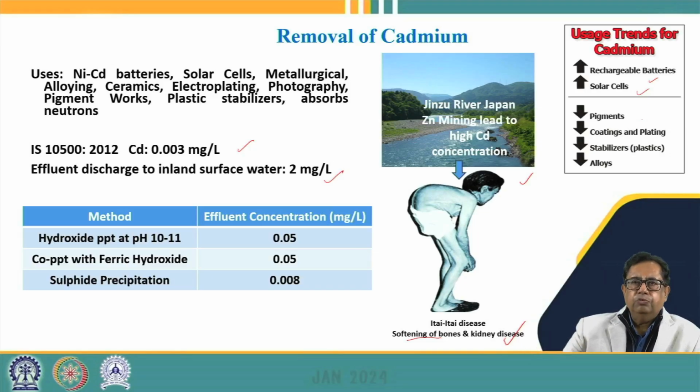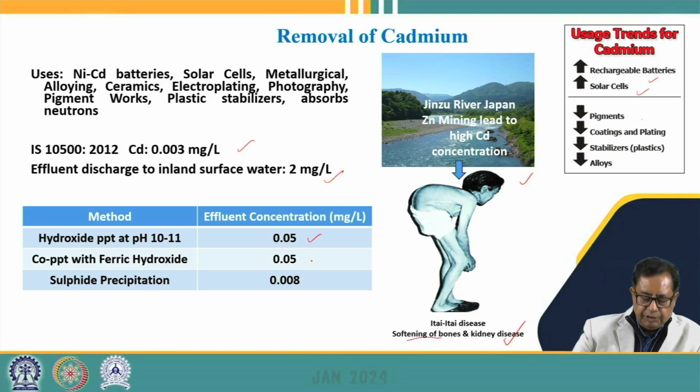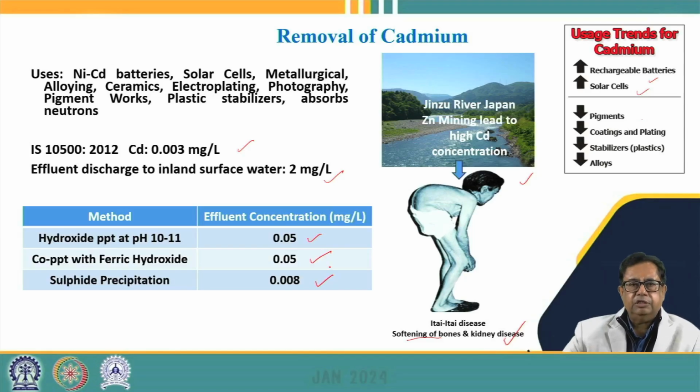So if we talk about the removal of the cadmium by precipitation method, hydroxide precipitation at pH 10 to 11 may lead to 0.05 milligram per liter in the effluent. If we co-precipitate the cadmium with ferric hydroxide, it may also lead to around 0.05 milligram per liter in the effluent, whereas sulfide precipitation is the best, which leads to around 0.008 milligrams per liter of cadmium in the effluent.